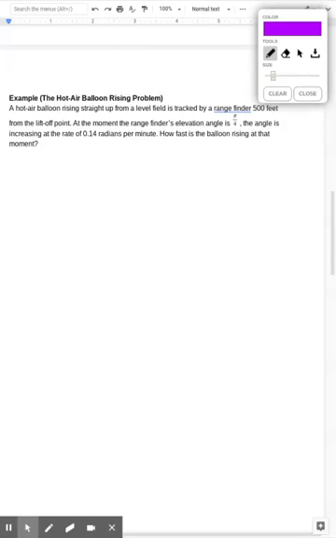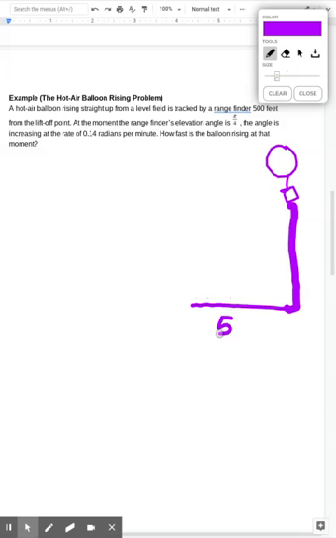Everyone, here's the classic hot air balloon rising problem. You've got a hot air balloon some distance from the ground, and we know that this rangefinder is 500 feet away.